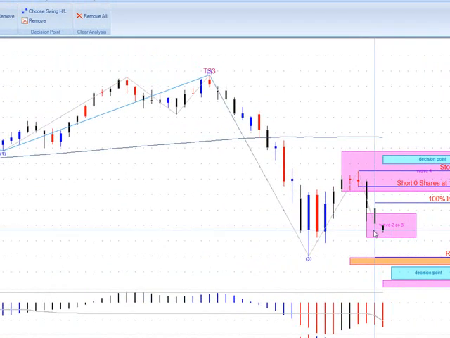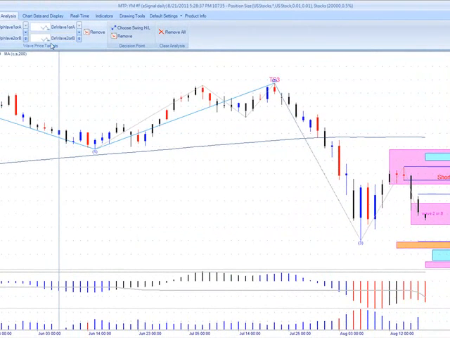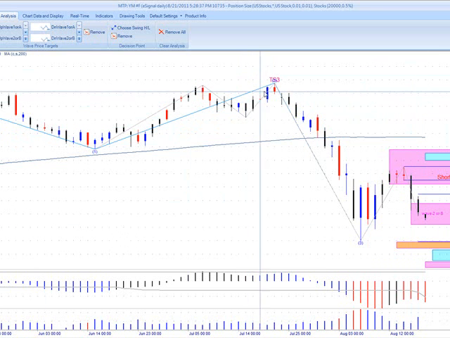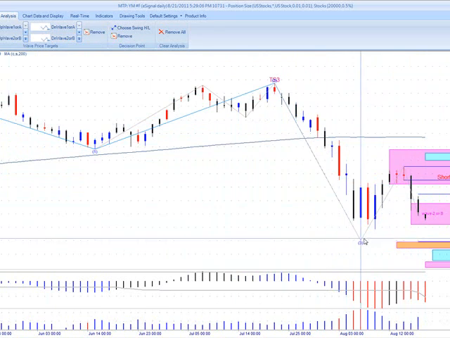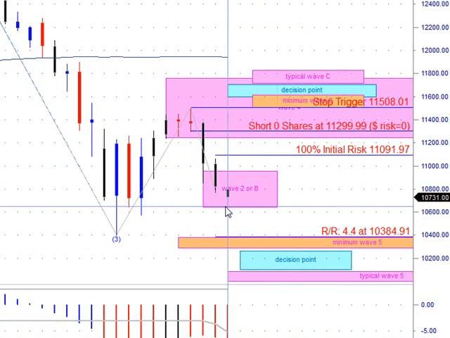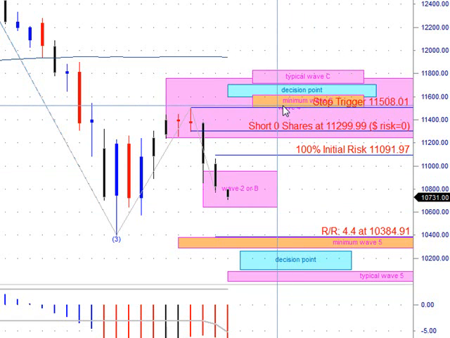If this does hold as support, we can project up wave C here. I'm just going to use the up wave C tool. 1, 2, 3. Oops, caught the wrong swing there. Hold on. 1, 2, 3. Try it again. Up wave C. Gotta get these right. Oops. There it is. Minimum wave C.